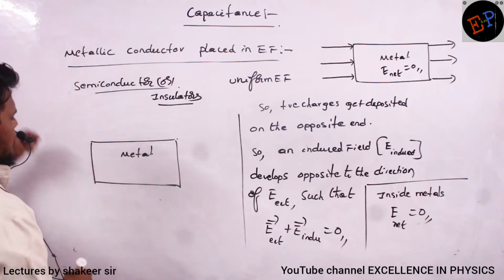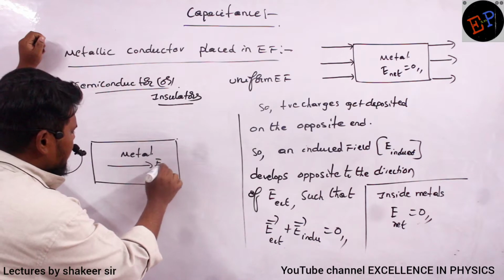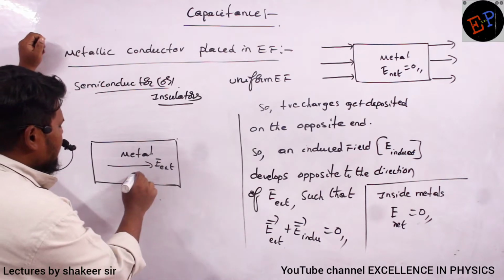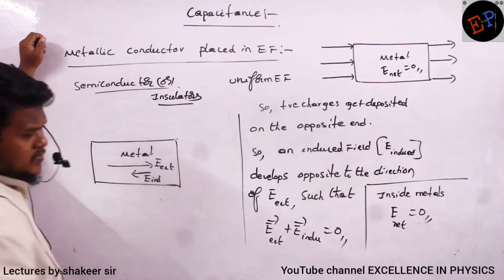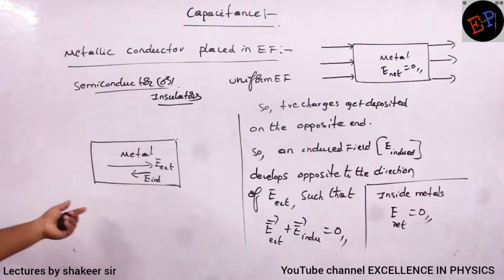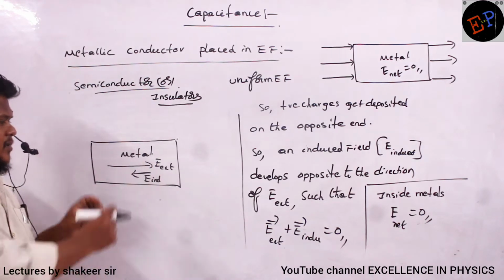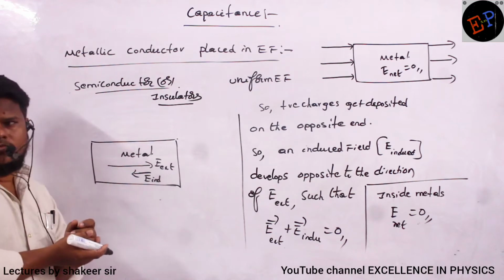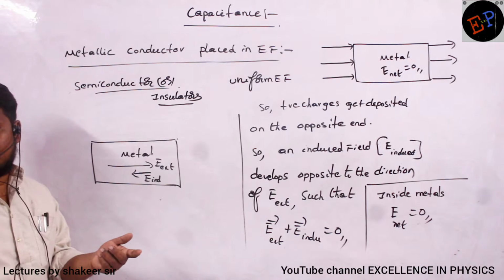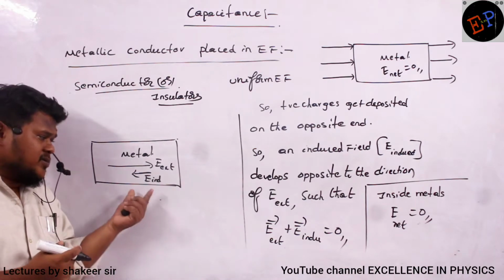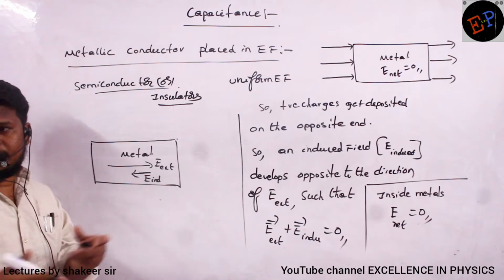I am just drawing the magnitude here. This is the external applied field, and the induced electric field will be very small. Are you able to understand? The induced electric field will be very small compared to the applied electric field, because here free charges are very few, no? In the case of semiconductors or insulators, free electrons are very few. So the induced electric field magnitude will be less than the magnitude of the applied electric field.